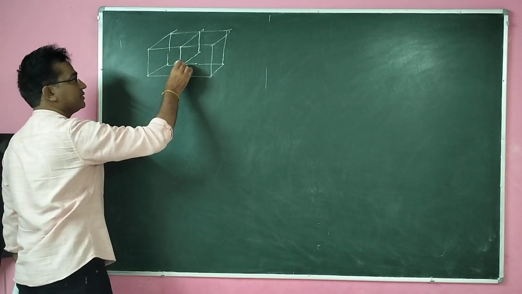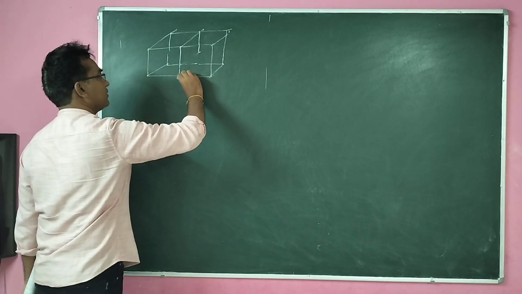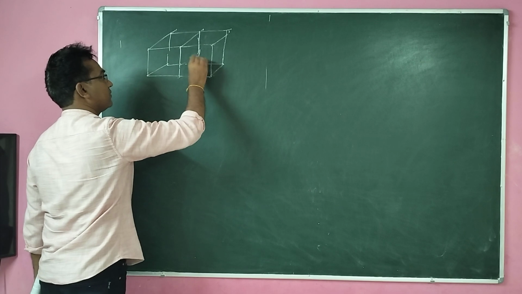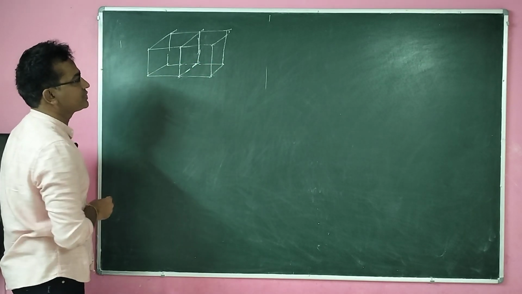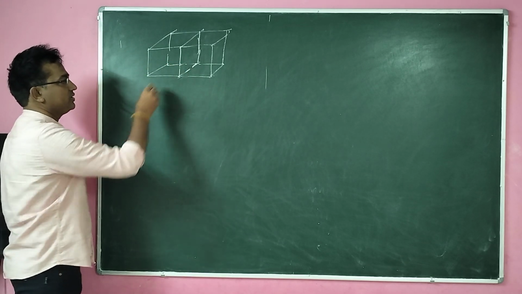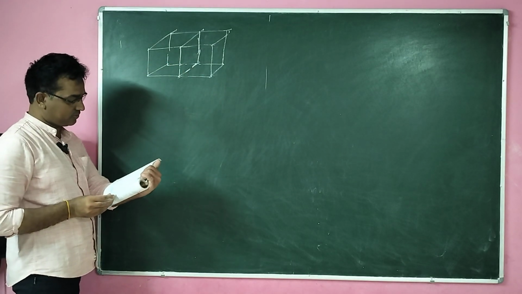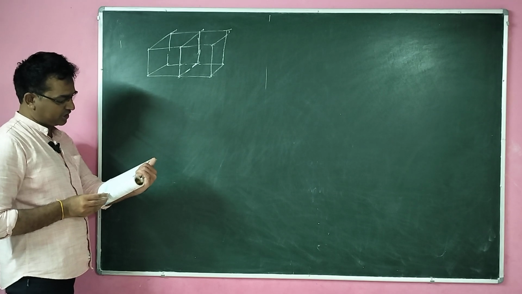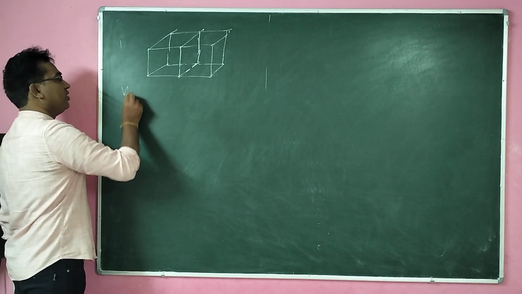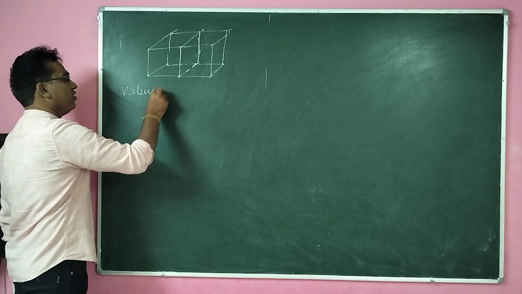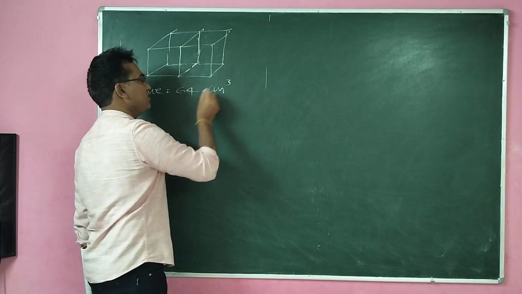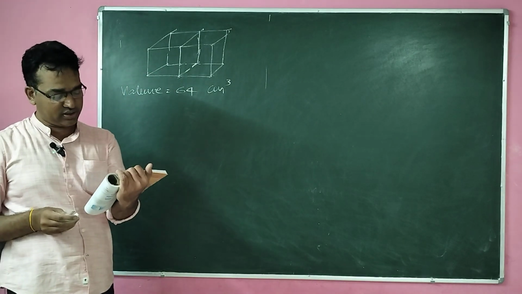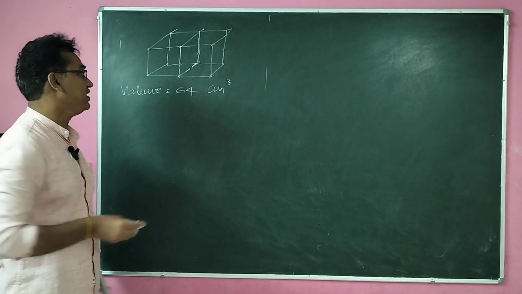Understood, I think. Okay. How many cubes? 2 cubes we joined. The magnitudes are not given, its volume is given. Volume of 1 cube, how much is given? Volume equals 64 cubic centimeters. Okay, they asked to find the surface area.